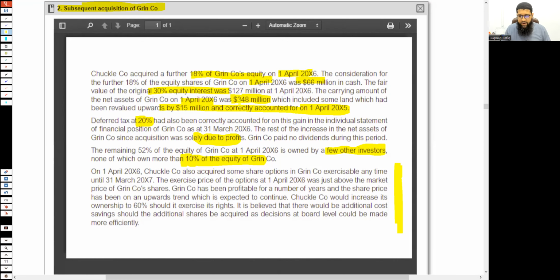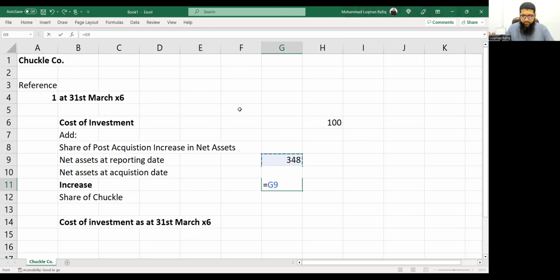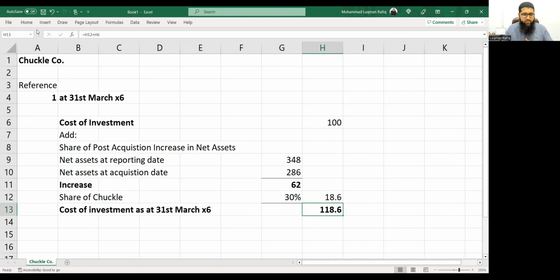So there was this increase. Now, how much is actually the increase? The increase is going to be the difference between this and this. The percentage is going to be 30%. Hence, what happens is this into this, so resultingly you would say this plus this, and 118.6 is going to be considered as the investment. So when you recognize the cost of investment in the statement of financial position, this is the value at which you would recognize the investment.